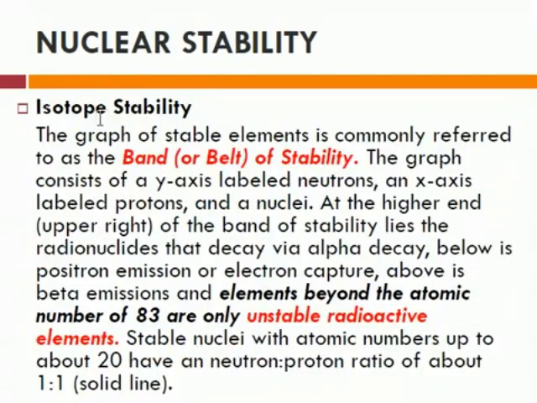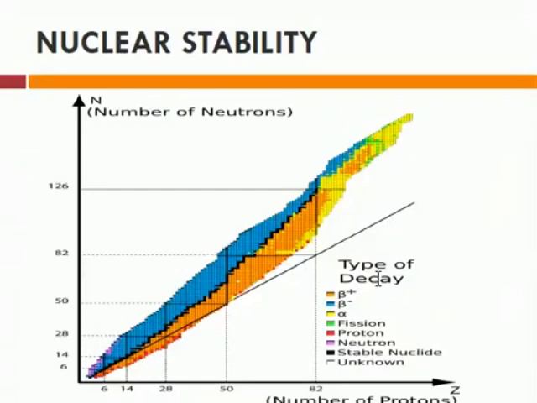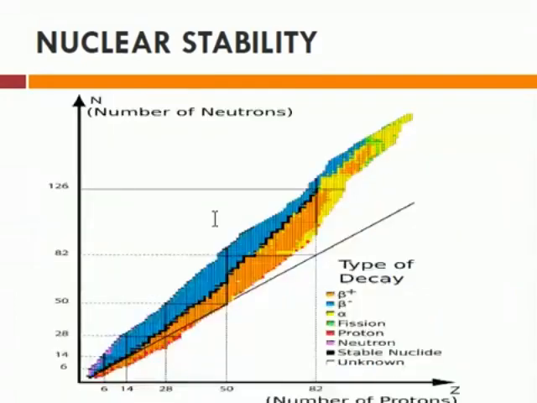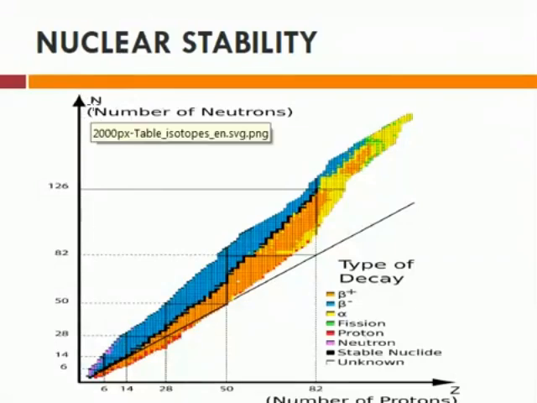Okay. Isotope stability. The graph of stable elements is commonly referred to as the band or belt of stability. So here is the graph. The graph consists of a y-axis labeled neutrons and an x-axis labeled protons. The x-axis represents the number of protons, and the y-axis represents the number of neutrons.